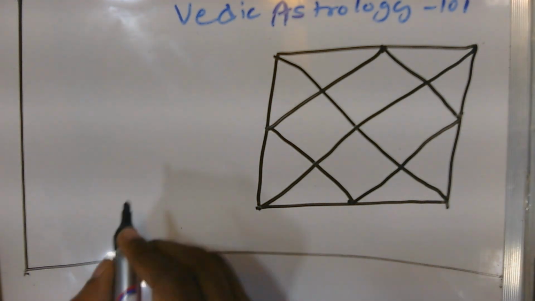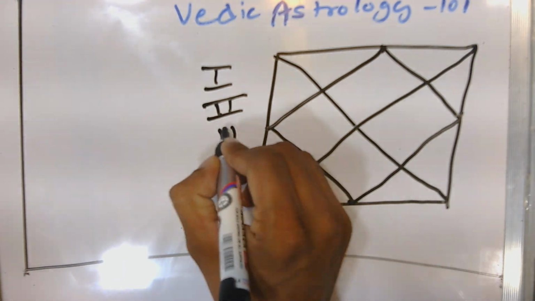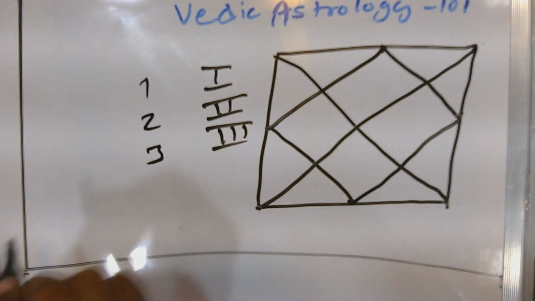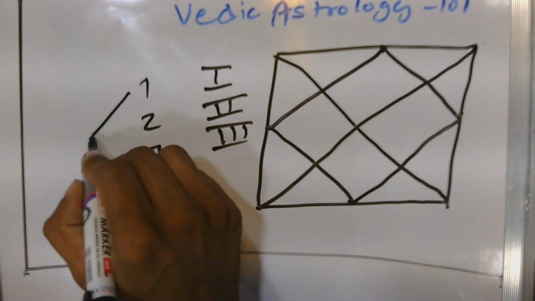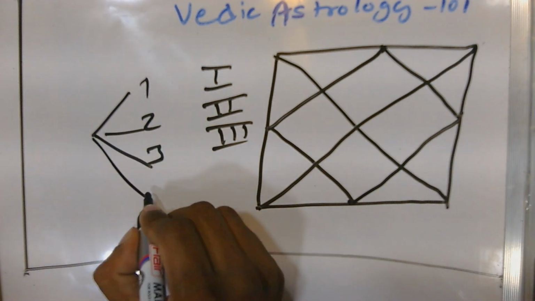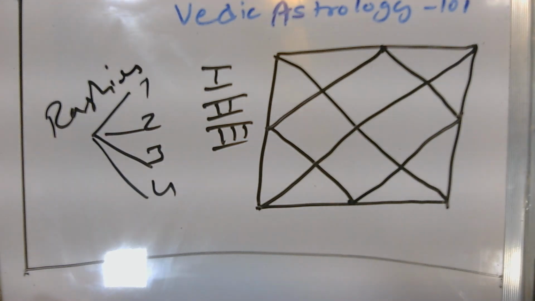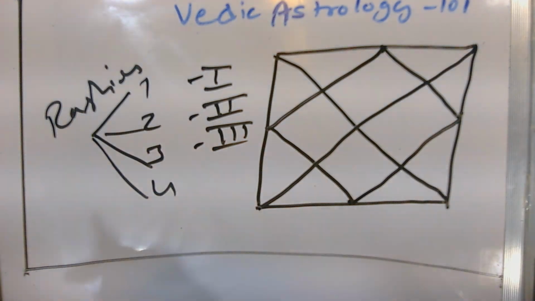Now, for numbering the houses, we are going to use Roman numerals. We are not going to use the Arabic or Indian numerals, because these Arabic or Indian numerals are usually used to tell us about the Rashis. And right now we are not talking about the Rashis, so we are going to use the Roman numerals for our understanding.